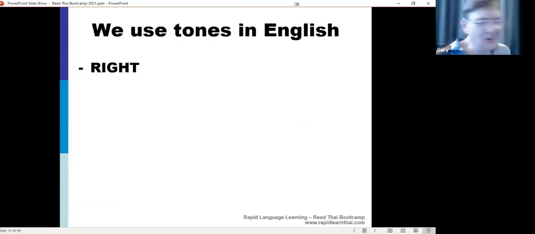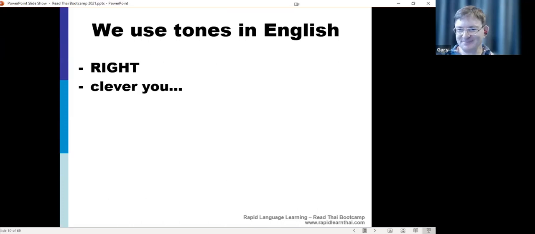We actually use tones in English. And when I'm going to cover the tones in Thai, we're going to use exactly the same tones that we have in English. Now, we have tones in English, right? Right. If I were to say something like, oh, clever you, or clever you, that is a different tone in English.